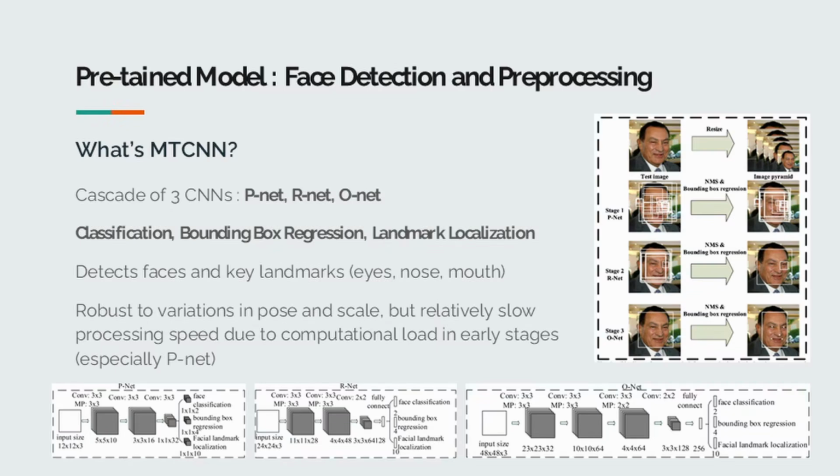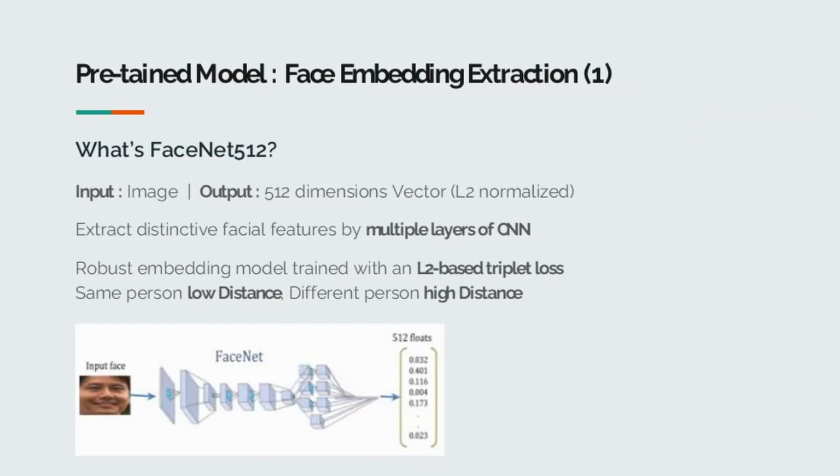MTCNN, multitask cascaded convolutional networks, is a cascade of CNNs, PNet, RNet, and ONet, that each performs three tasks: classification, bounding box regression, and landmark localization to detect and align facial landmarks. FaceNet 512 passes the input image through multiple convolutional layers to extract distinctive facial features. At the final layer, it outputs a 512-dimensional vector normalized with L2.